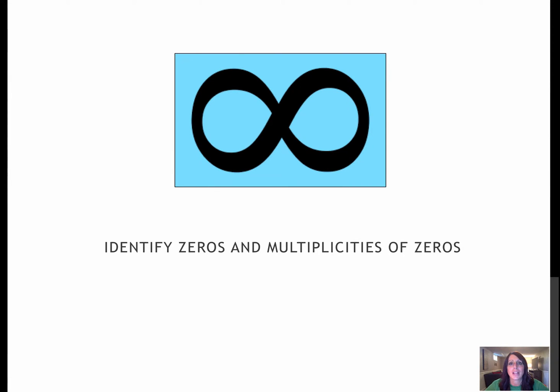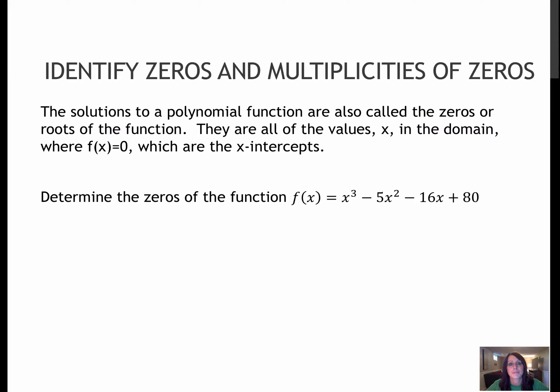In this lesson, we will identify zeros and the multiplicities of zeros. So we know that if we are to graph a function, the solutions are sometimes called zeros, or they might be called roots. So all of those things mean the same thing. A solution, a root, a zero, etc. They all mean the same thing. They're also known as the x-intercepts. So that's essentially what we're going to try to do, is try to find the x-intercepts of the function.